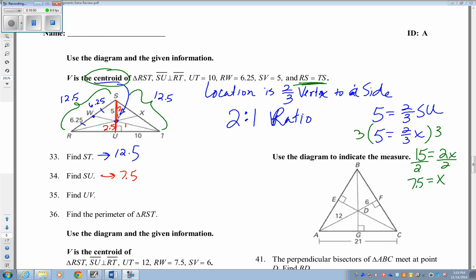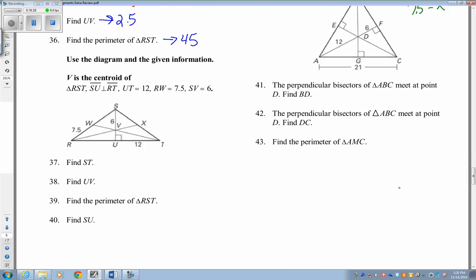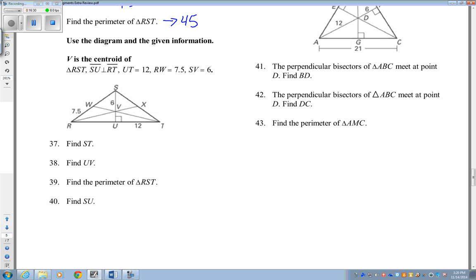All right. So UV was the 1/3, which is the 2.5. 1/3 of the median. And do you have the perimeter? Hayden, what's the perimeter? Yep, the perimeter is 45. Questions on how to get the perimeter? Okay, we understand this type of problem? All right, you are responsible for the remainder of the worksheet. I'm going to give you time to work.